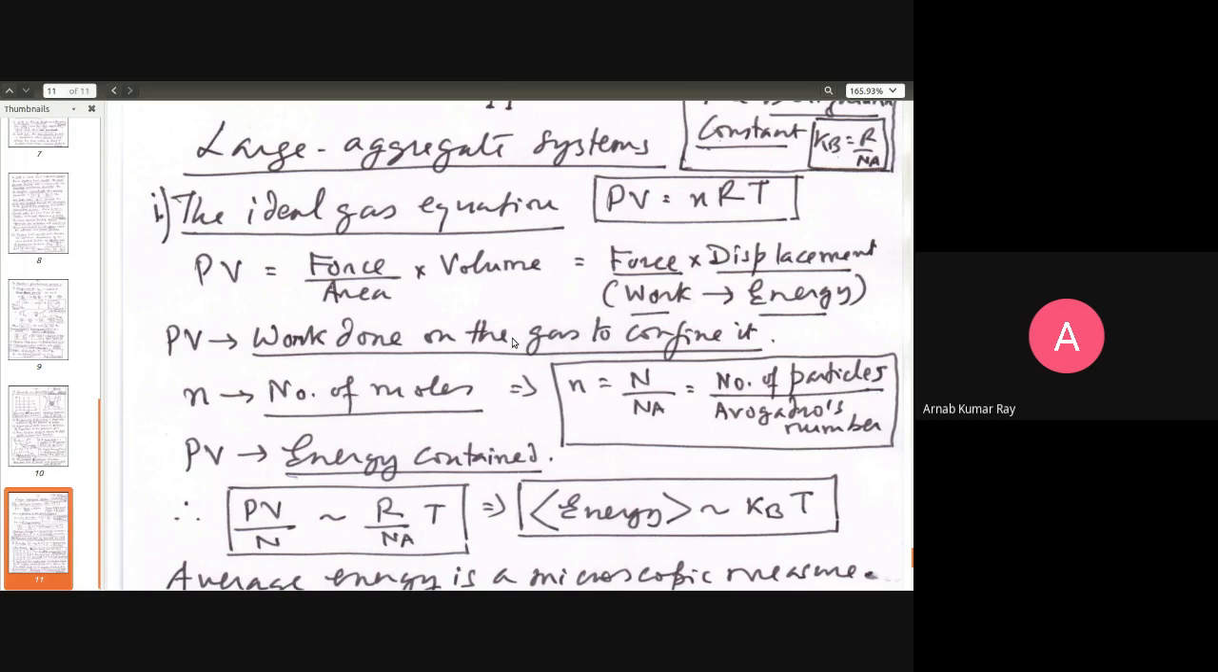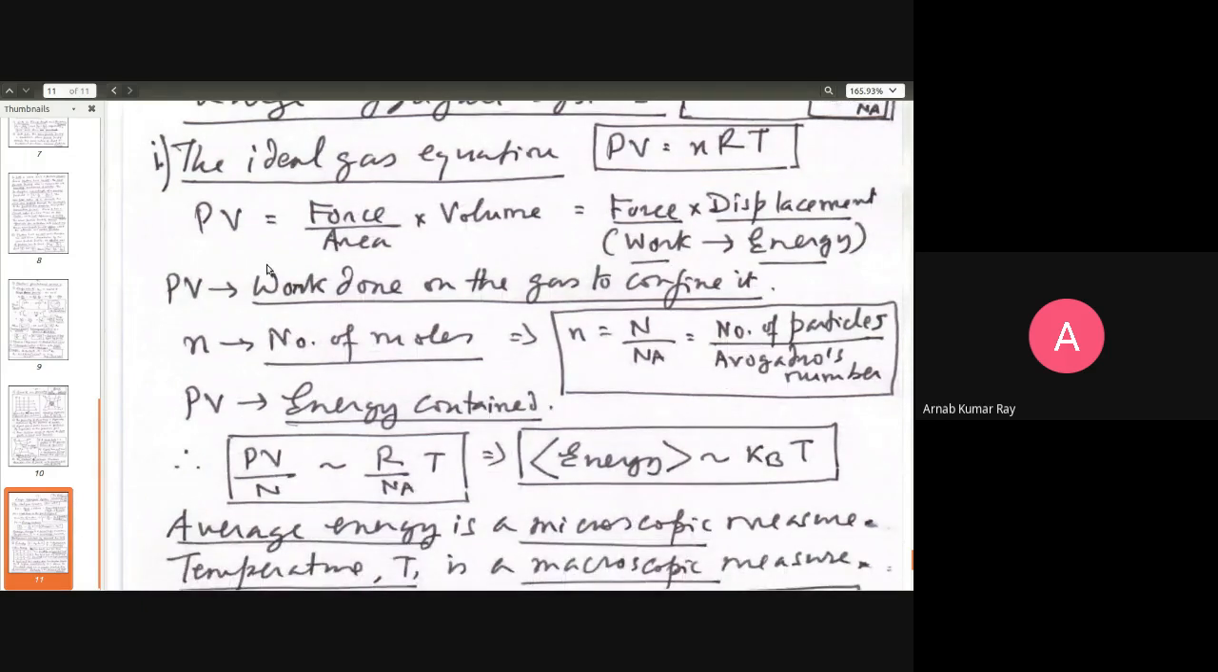So your work is going into the car to negate its forward motion, like that. And so it is that the work that you are doing to confine the gas is going into the gas as its energy. So it is basically the energy contained in the gas, roughly speaking, order of magnitude.